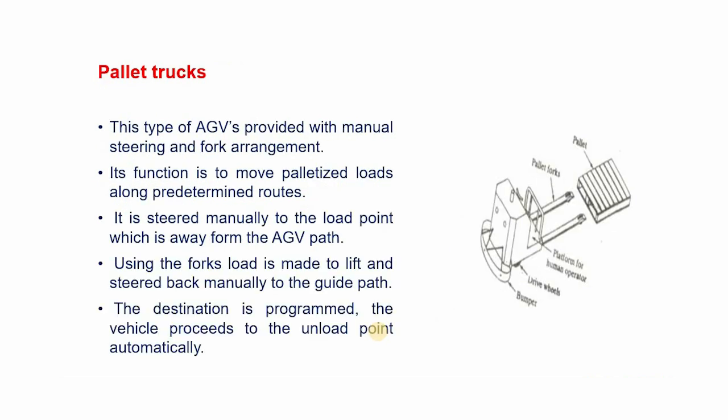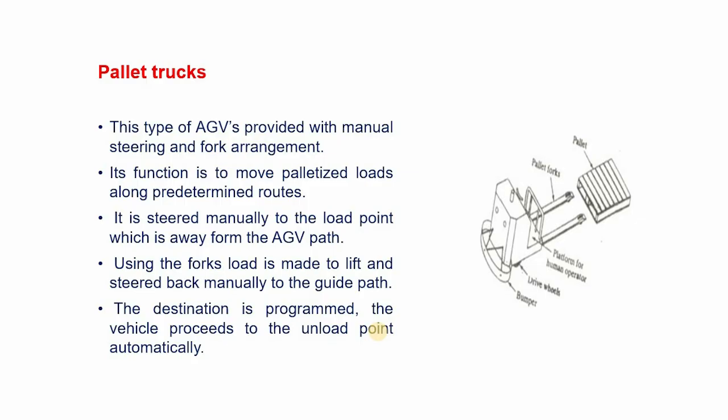Another one is the pallet trucks. This type of automated guided vehicle provides manual steering and a fork arrangement. This system has manual steering and a fork arrangement. So a human can operate the pallet trucks. Its function is to move palletized loads along predetermined routes. So this pallet truck is moving along the predetermined routes. The routes are already predetermined. It's moving based on the predetermined routes.